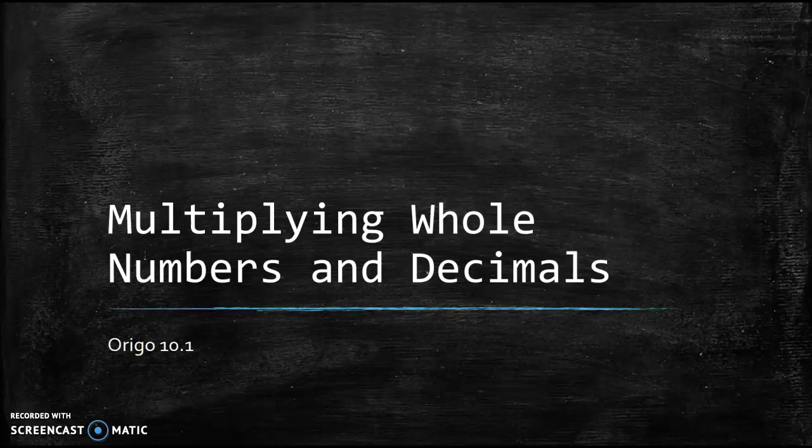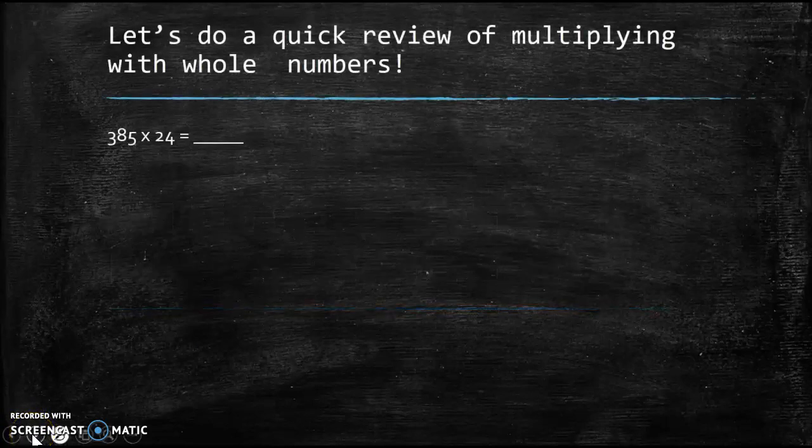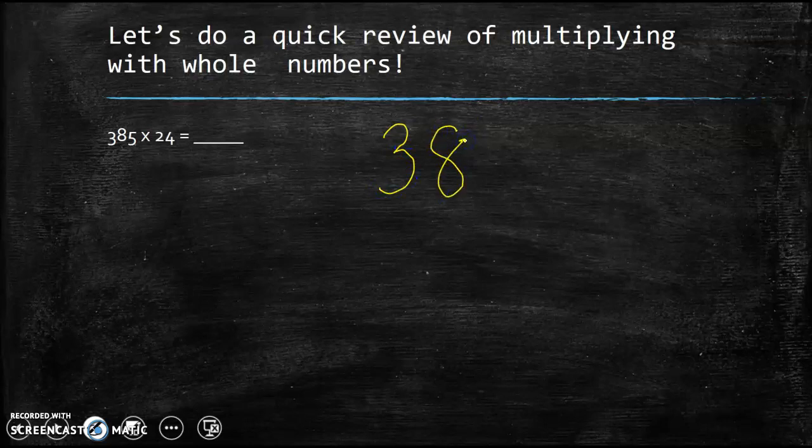So we're going to just start by reviewing how we multiply with whole numbers, and this is something that we have done since, I would go with maybe September. So let's do a quick review here. We have 385 times 24. We always start off by writing our numbers stacked on top of each other vertically and lining up those place values. Ones place on top of the ones place, tens on top of the tens, and then we just go through and we multiply using the standard algorithm.